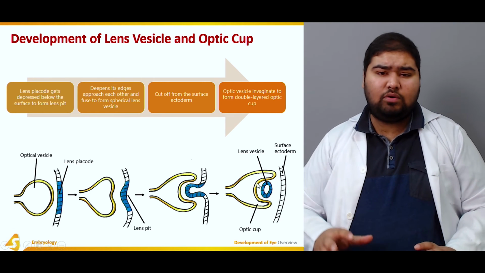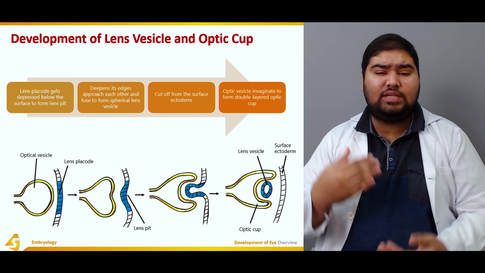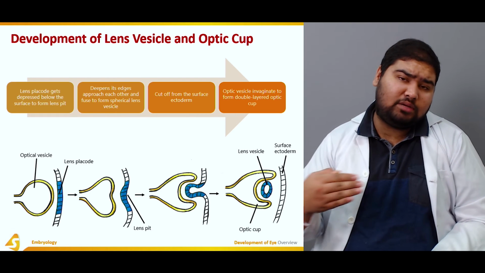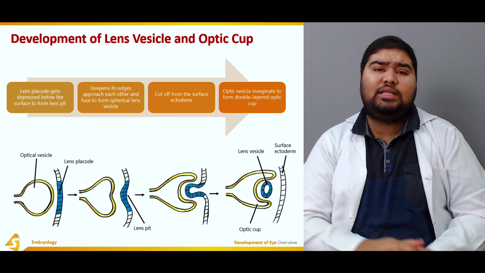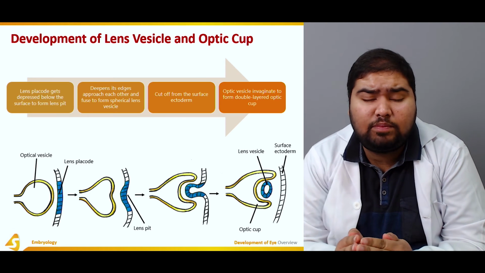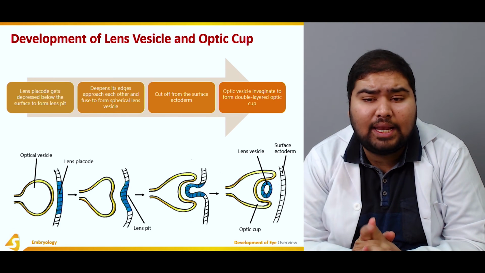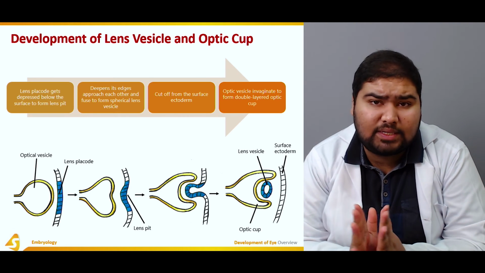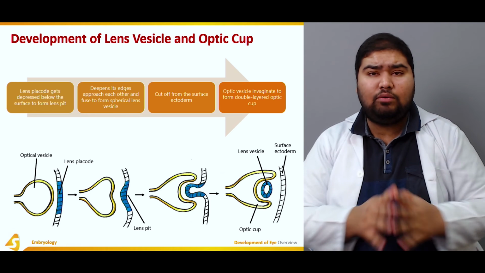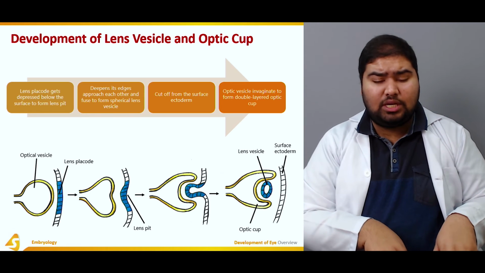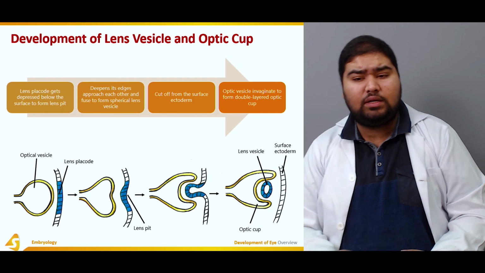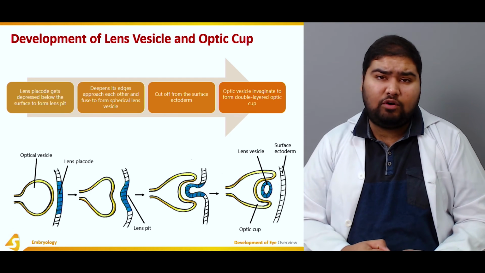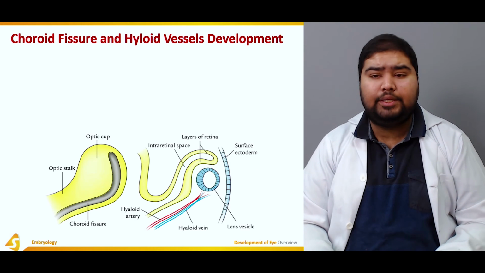So the lens placode undergoes indentation. The indentation moves downward and inward. This indentation then folds upon itself to form a circular lens, which is cut off from the surface ectoderm. Now the optic vesicle, which was initially inducing the formation of the lens placode, folds upon itself and forms the optic cup.